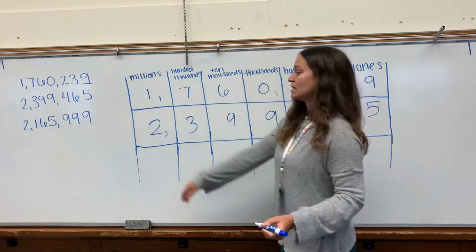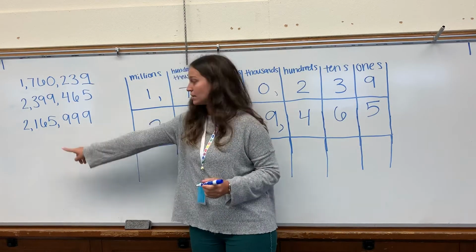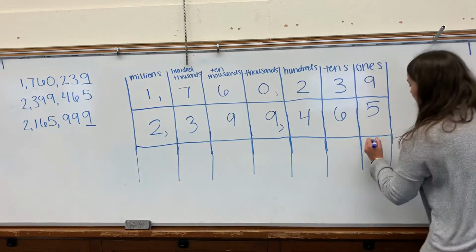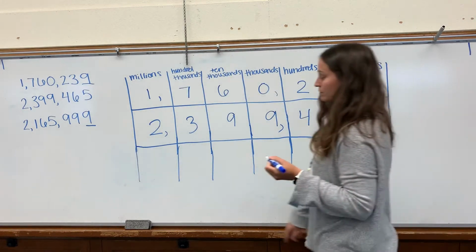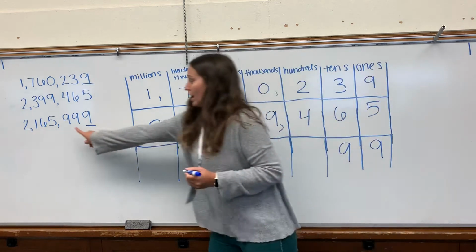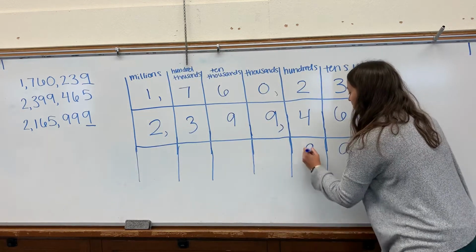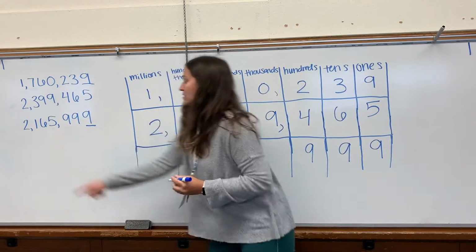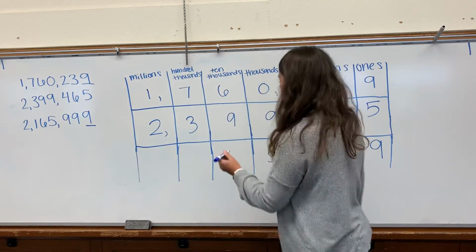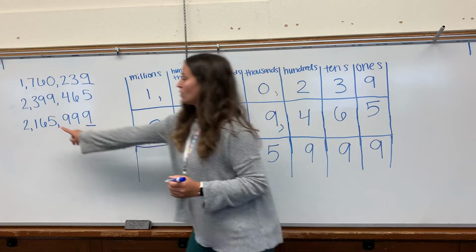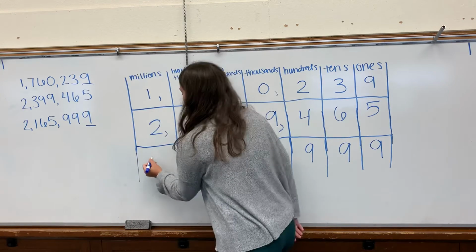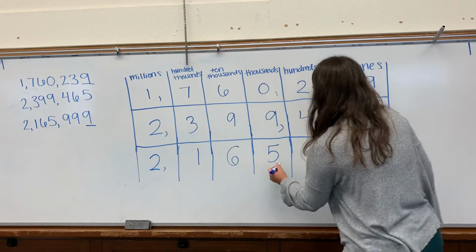Okay, so for my last number, 2,165,999, I'm going to start with my ones place, which is a 9. Put my 9 here. I have another 9 in my tens place, and another 9 in my hundreds place. Then I have a 5 in my thousands place, a 6 in my 10,000s place, and a 1 in my 100,000s place. And then I have another 2 in my millions place, okay? And I'm going to add my commas.